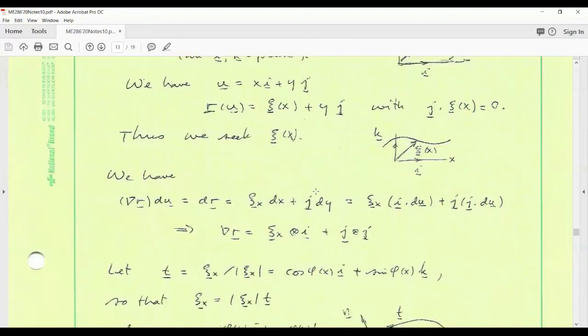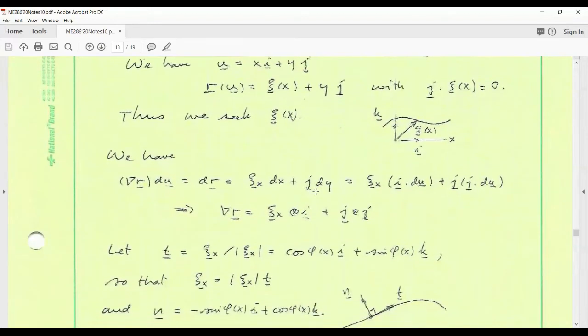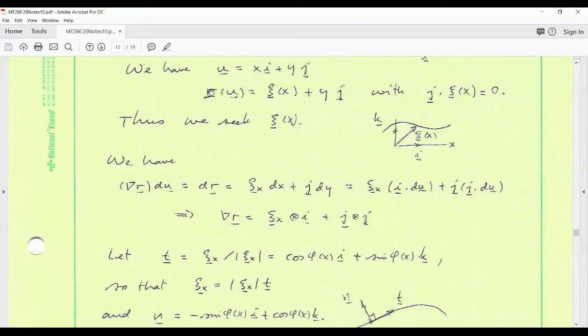By no means the general plate problem, but this is a tractable, simple special case which illustrates some aspects of plastically deformed plates. Okay, the first order of business is to compute the gradient of this 2-dimensional deformation. As usual, use the chain rule. Grad u on du, grad r on du is dr. Dr, however, is d psi dx, dx plus j dy.